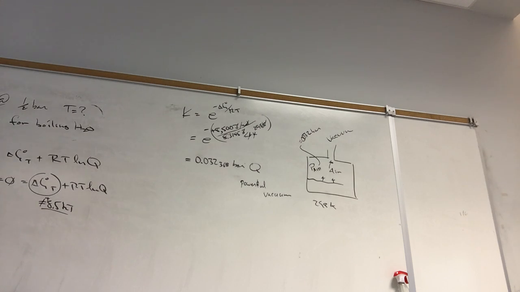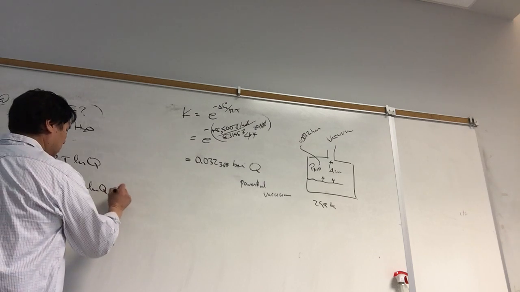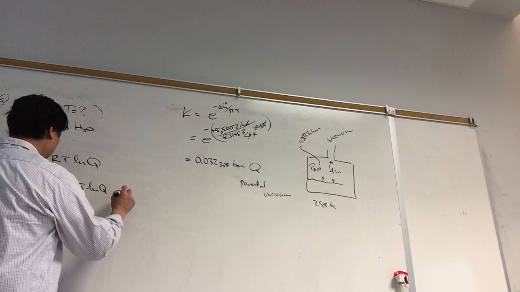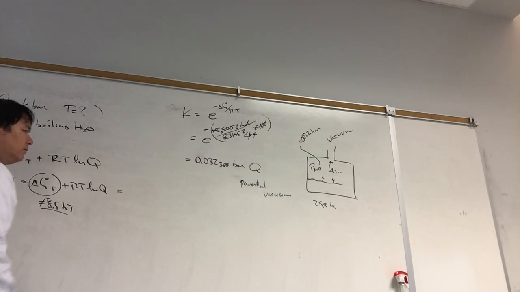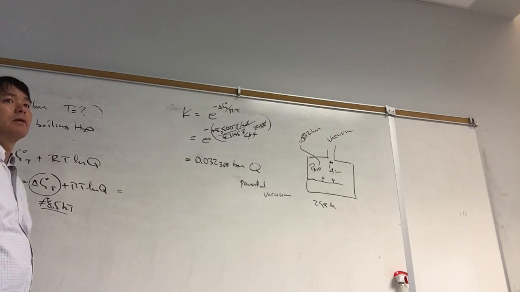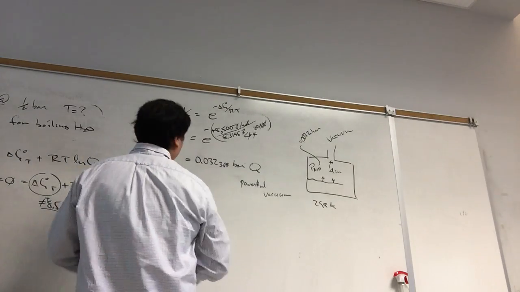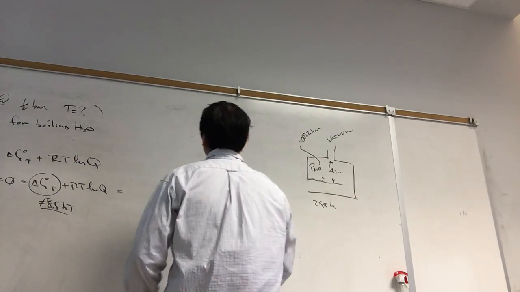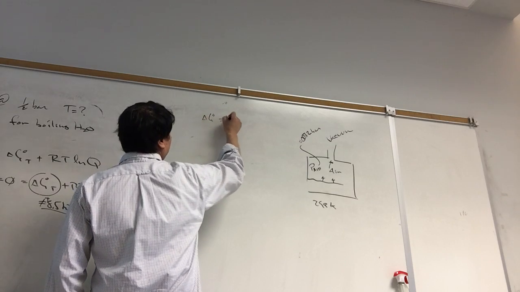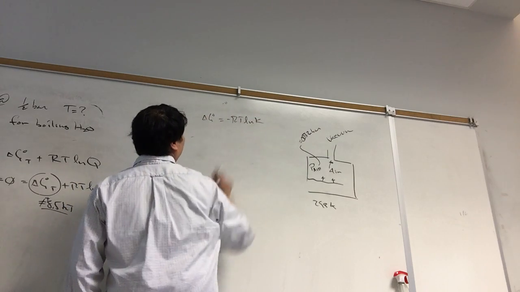But what is temperature T? Actually, temperature T is what we're trying to solve for. So does that mean that this is impossible now to solve? No, it's hard, but not impossible. Can we use this equation? Delta G naught is equal to minus RT ln of K.